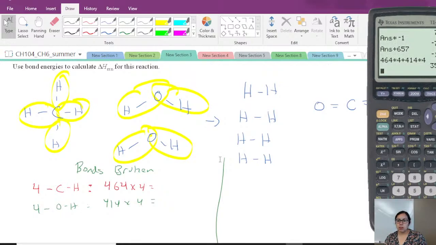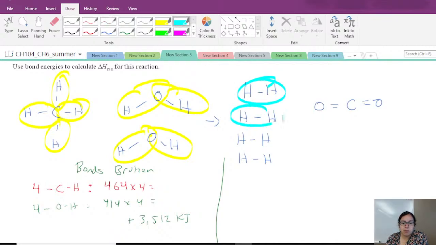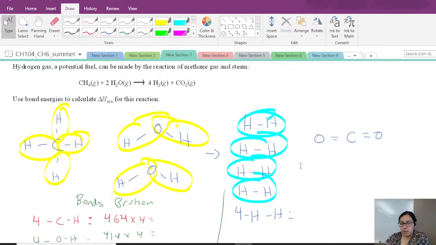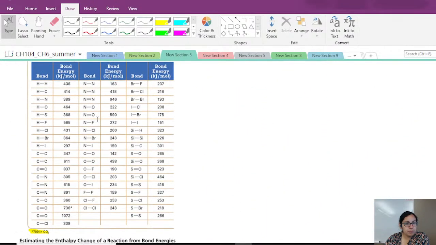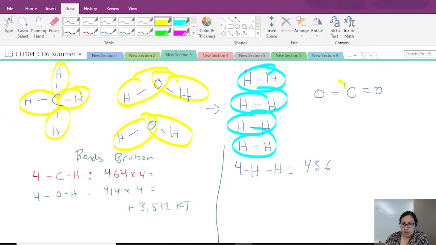So that's 3,512 kilojoules. And remember, that's positive, because we're breaking all those bonds. Now we have to see what we get back formally. Again, we have to make 4 HH bonds, so 436. And then our CO, which was our special number, that was 799.